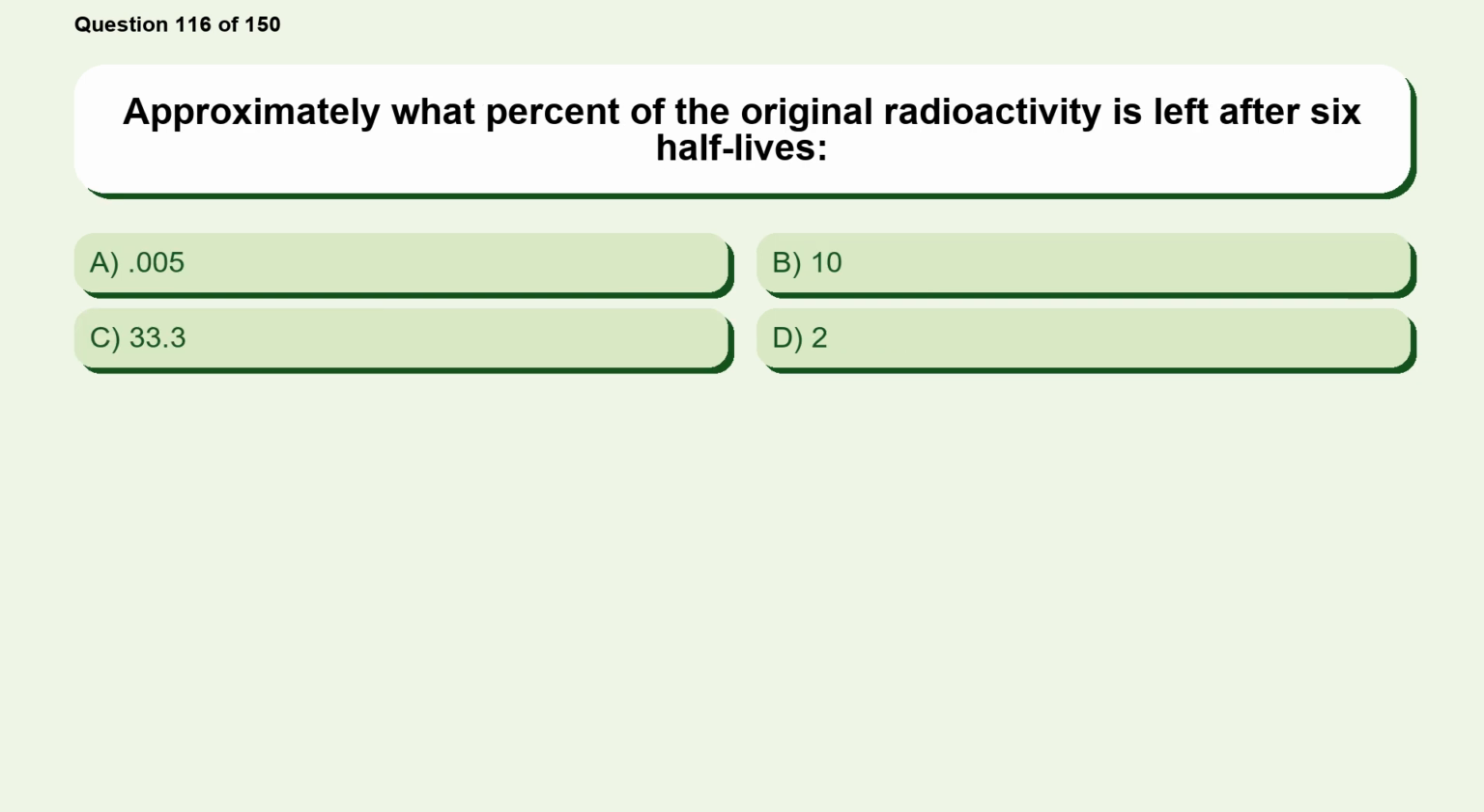Question 116. Approximately what percent of the original radioactivity is left after 6 half-lives? Option A, 0.05. Option B, 10. Option C, 33.3. Option D, 2. The correct answer is option D, 2.